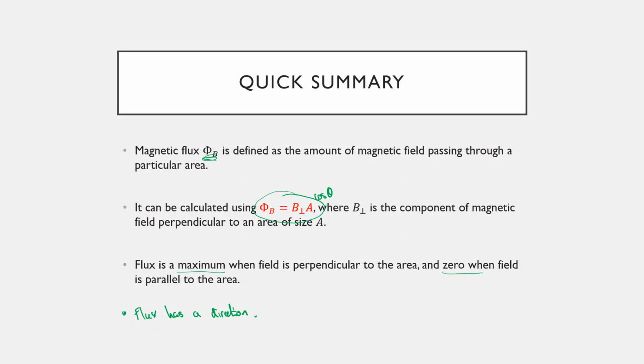That's determined by setting up a direction for the area, and if the field is pointing in the same direction as the area, you can say that the flux is positive. If the field is pointing in the opposite direction to the area, then you can say that the flux is negative. That's going to come in handy later on when we talk about EMF.